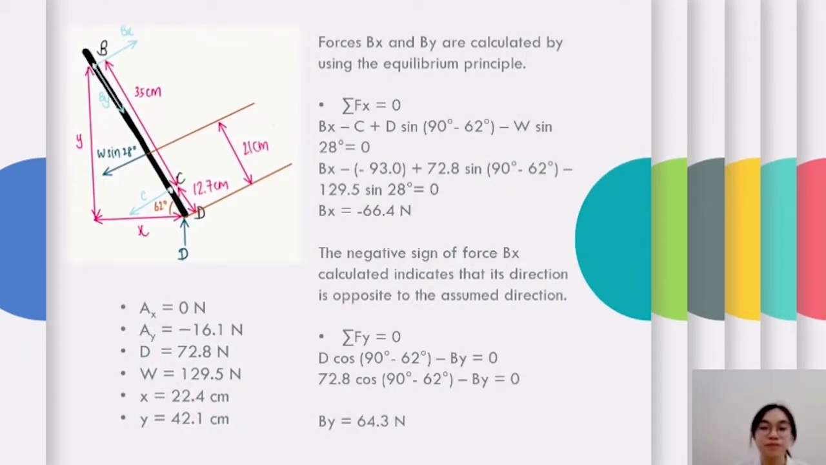So next, forces Bx and By are calculated using the equilibrium principle. The total forces in component x and component y are equal to 0. By using this formula, Bx and By are calculated, and for Bx we get negative 66.4 Newton and for By we get 64.3 Newton. The negative sign for Bx indicates that its direction is opposite to the assumed direction. So this is similar to force C.